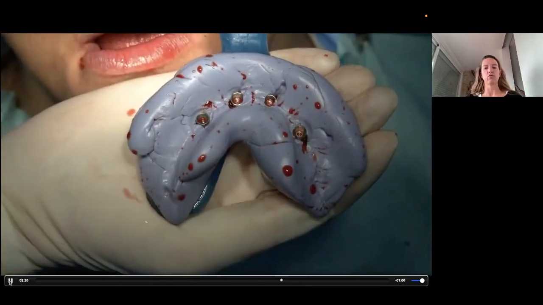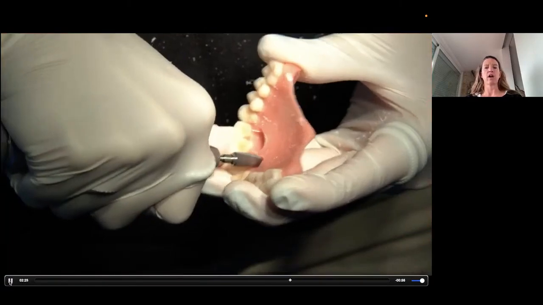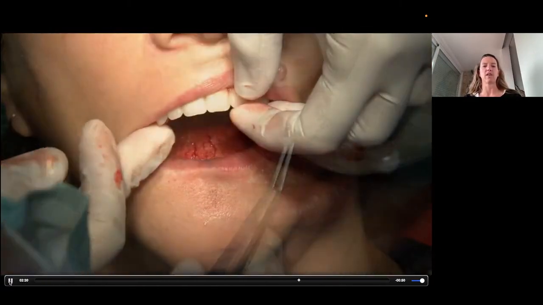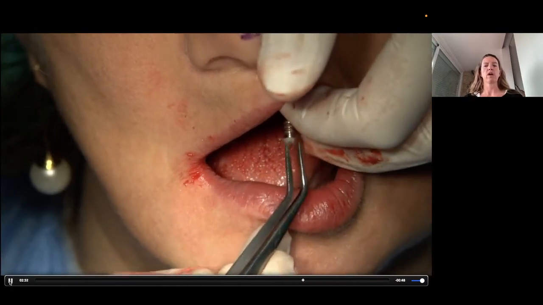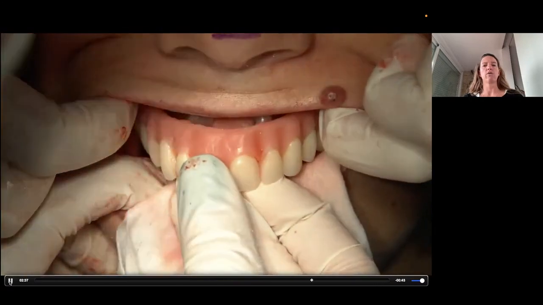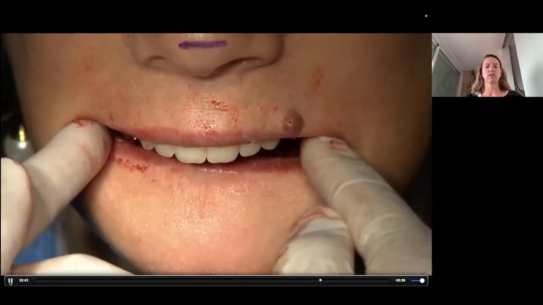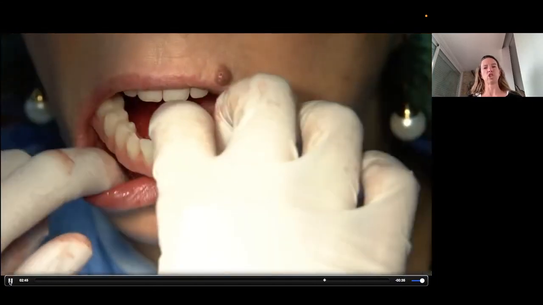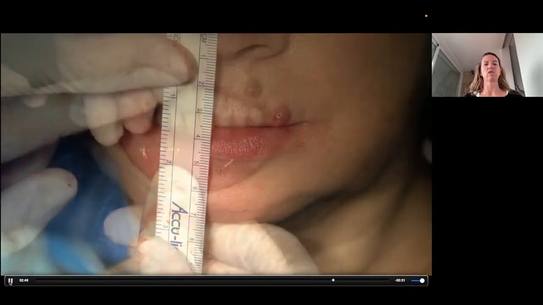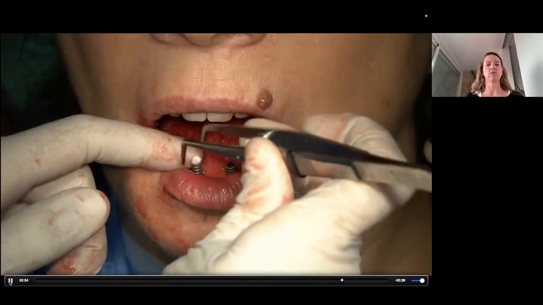So now we have the two impressions. What we are going to do now is realign our prosthesis. So we have the cylinders of the prosthesis in the upper jaw, and we are going to position exactly where we want our prosthesis in the upper, according to the lip support, according to the exposition of the teeth, according to the smile line, and according to the vertical dimension. We check where we want it to be.